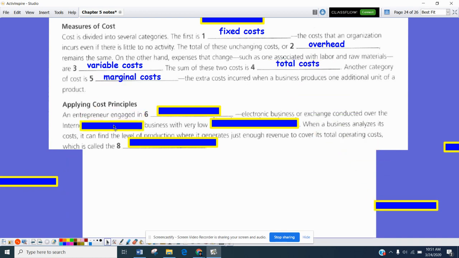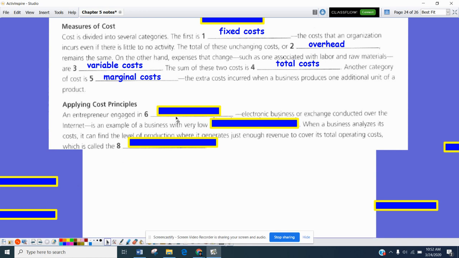Another category of cost is what we call marginal costs. These are the extra costs incurred when a business produces one additional unit of a product. So if it's taking more to produce whatever the product is, that would be basically what we're talking about with these marginal costs.